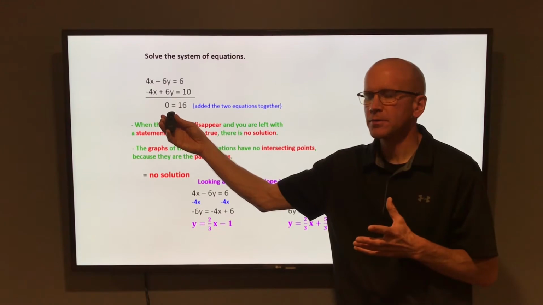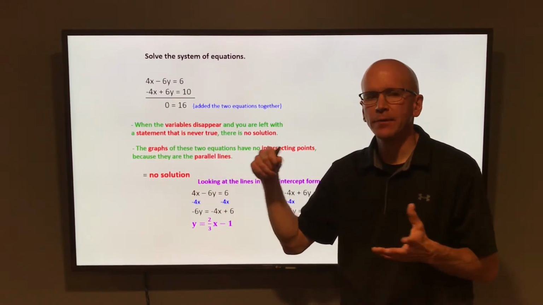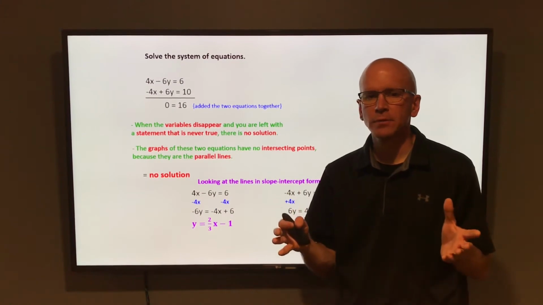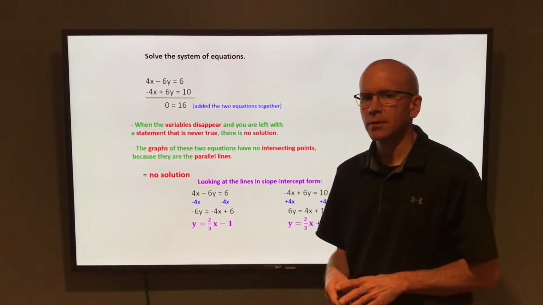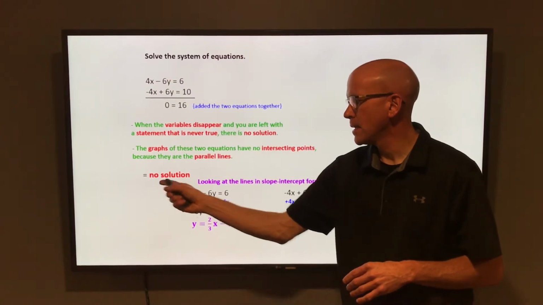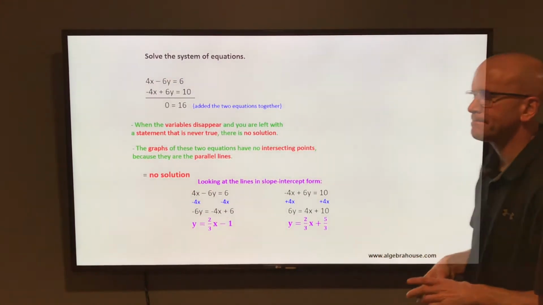Is it true or false? If it's true, there are infinite solutions. If it's false, there is no solution. Infinite solutions are the same line. No solution means parallel lines. So to answer this, to solve the system of equations here, that's no solution.